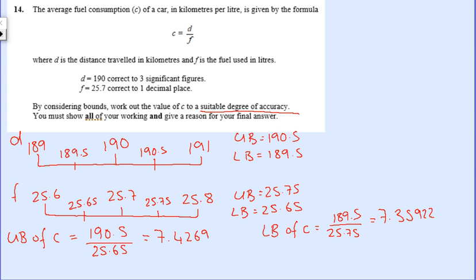I'm going to try 2 decimal places. So for 2 decimal places, the first one rounds to 7.43, and the second one rounds to 7.36. So they're different. So I'm going to go back a step. I'm going to say that 7.4 is my answer.